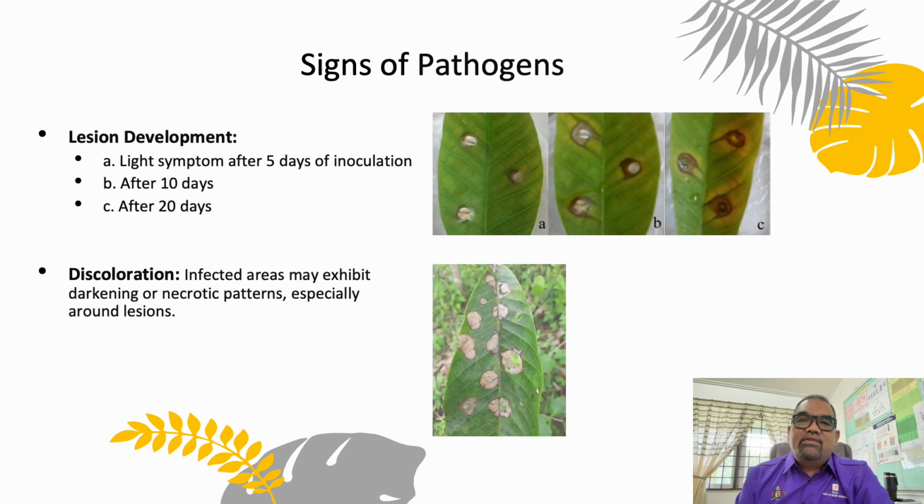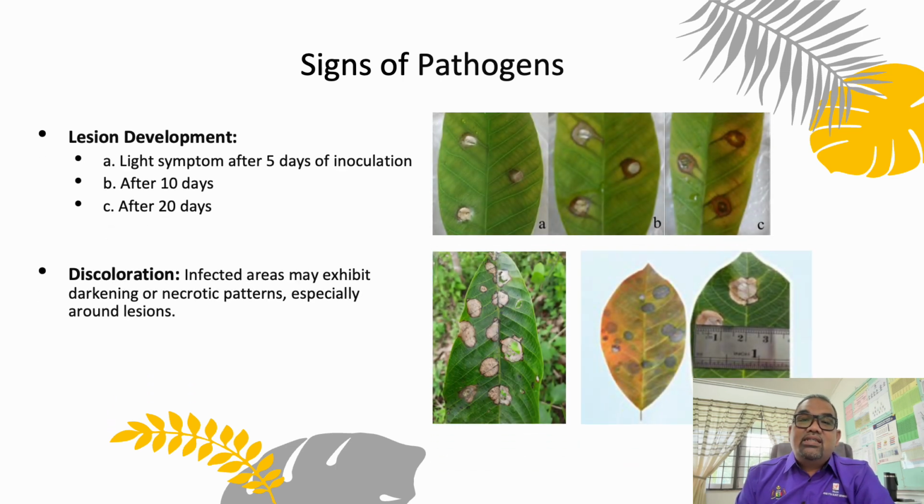In addition to the visible symptoms, there are several signs that indicate the presence of Pestalotiopsis pathogens. One key is the development of lesions. Initially, light symptoms can be observed approximately 5 days after infection. By 10 days, these symptoms become more pronounced, with lesions enlarging and more widespread. After 20 days, the symptoms typically reach a severe stage, with extensive lesions leading to substantial damage.